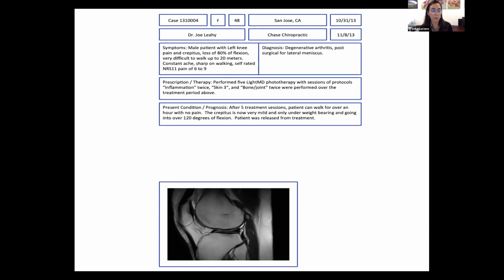After performing 5 sessions, they did a series: the inflammation twice, skin 3, bone joint. Those are all different types of frequencies. After 5 treatments, he is able to walk without pain for over an hour. The crepitus is now very mild and only under weight bearing, and his flexion was able to increase to 120 degrees.